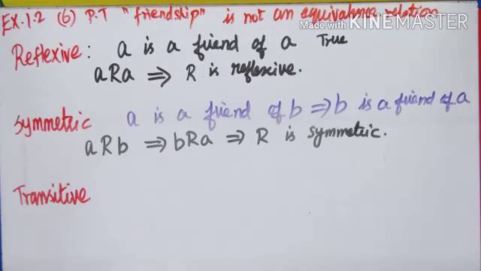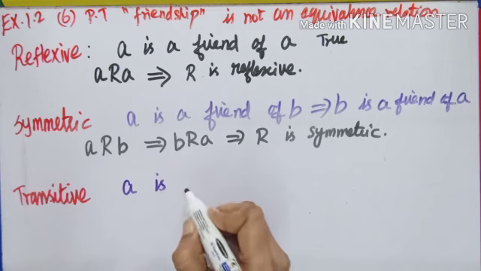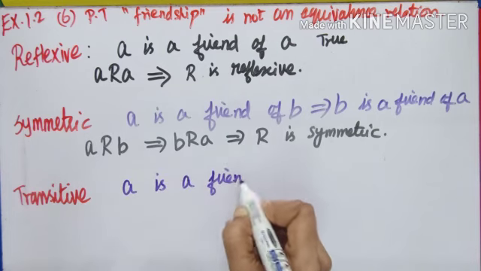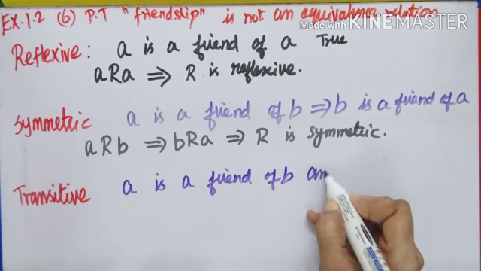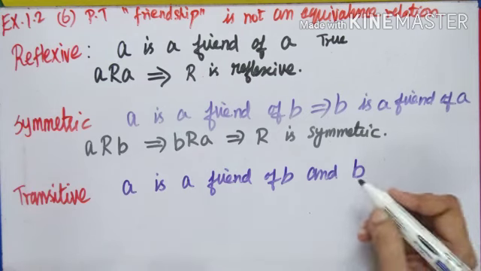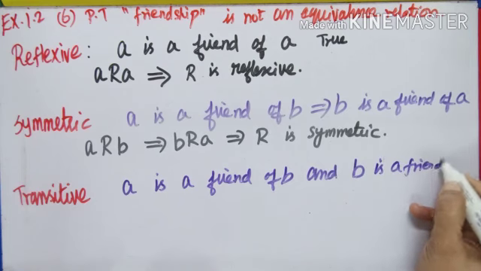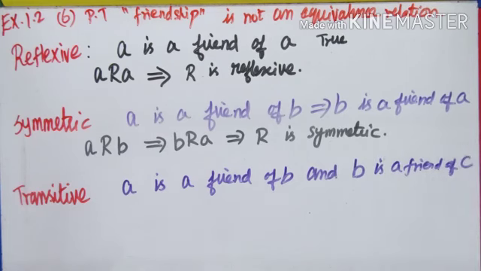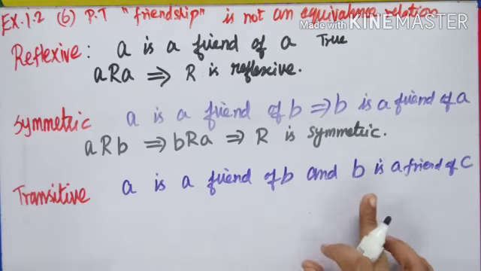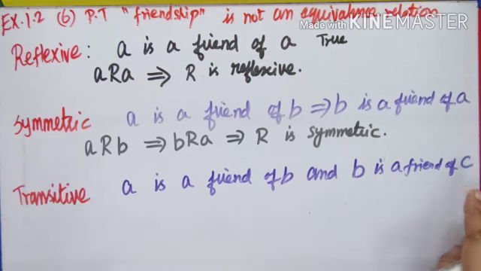What is the next idea? Transitive. See, you may have a friend in 10th standard. So, A is a friend of B, and your friend may have another friend. Here we take C. So A is a friend of B and B is a friend of C. This friend may be a 10th standard friend and this friend may be a new friend in 11th standard. Doesn't mean these two need to know each other.